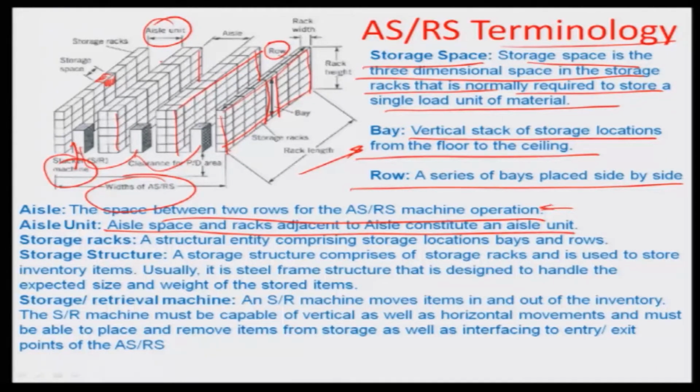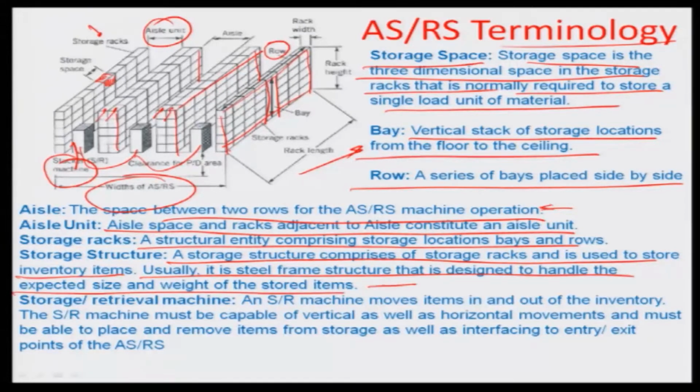And then you have storage racks, a structural entity comprising storage locations, bays and rows. You can see these are the different storage racks which are in the picture. Okay, so this is one rack, then this is again a second rack, a third storage rack, fourth, fifth, and so on and so forth. And obviously there is a storage structure. A storage structure comprises storage racks and is used to store inventory items. Usually it is a steel frame structure that is designed to handle the expected size and weight of the stored items. So the infrastructure which is needed to house these different bins is basically the storage structure.